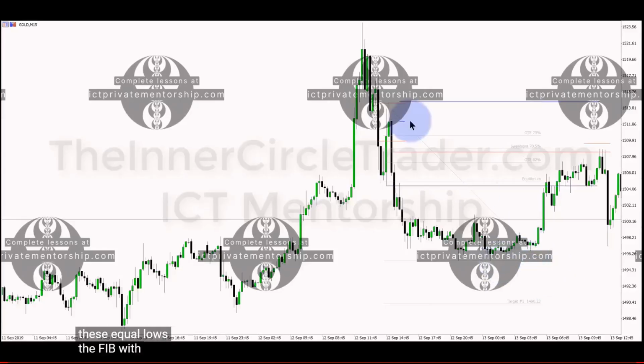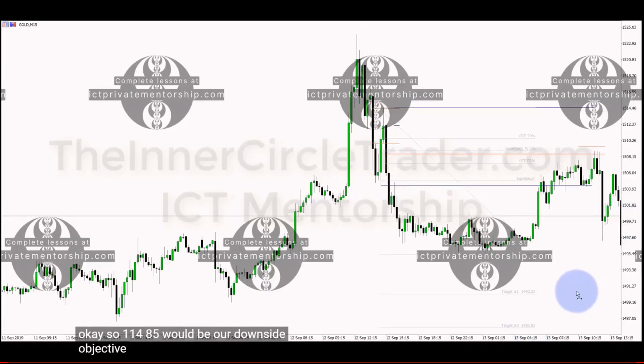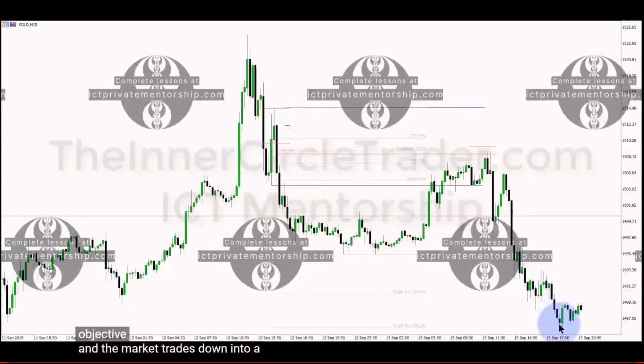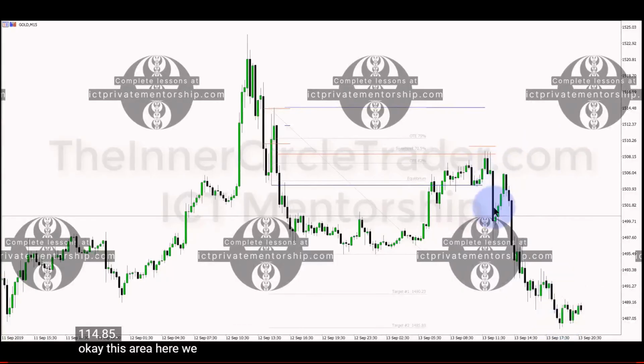The fib, with that proper swing from high to low, we can use our targets, which is 127 and 162 expansions on the fib, calling for 1114.85. Okay, so 1114.85 would be our downside objective, and the market trades down into a low of 1114.85. Okay, this area here, we had a SIBI, sell side imbalance, buy side inefficiency, and you could be a seller here at the bottom of that candle there.